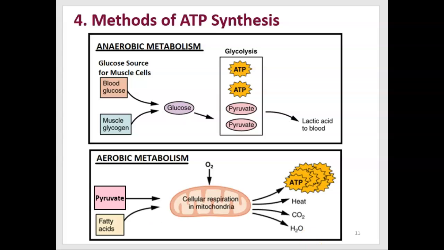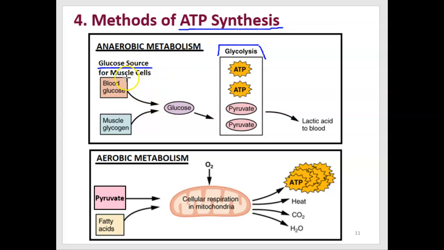Okay, the next thing to look at has to do with ATP synthesis. I bet you thought you were done with this. Let's just review a little bit here. Oxygen is not required for the first step of making ATP, which is glycolysis. You don't need oxygen for that. But you do need to have some sort of carbon-based compound, and glucose is the easiest for muscle cells to break down.